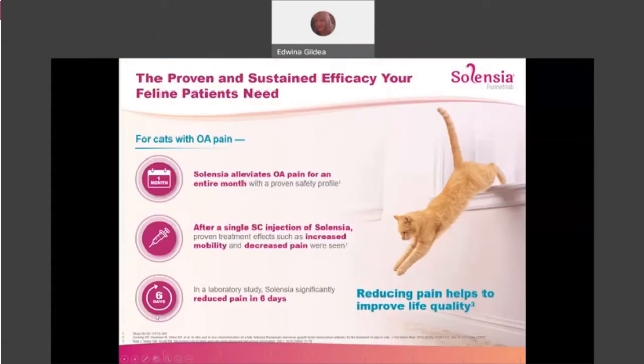So let's look at Silencia as a product itself. So we know that it alleviates osteoarthritis pain, as mentioned, for an entire month. It's given through a single subcutaneous injection, and in the studies, it showed a treatment effect that increased mobility and decreased pain. Also, in laboratory studies, Silencia significantly reduced pain in 6 days. We know also reducing pain helps to improve quality of life.